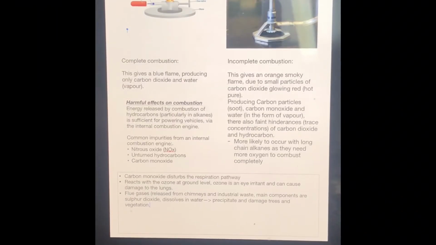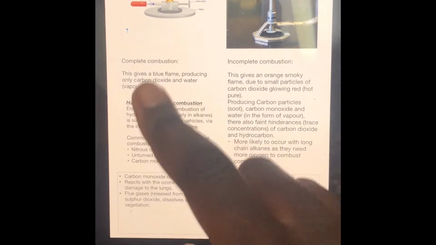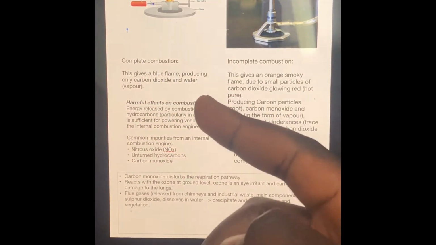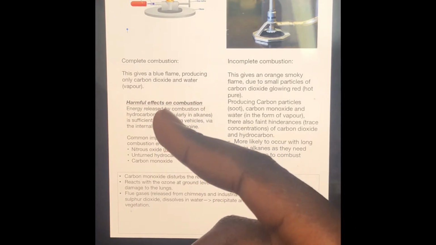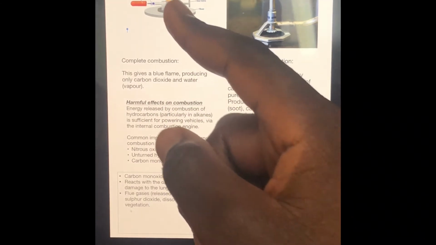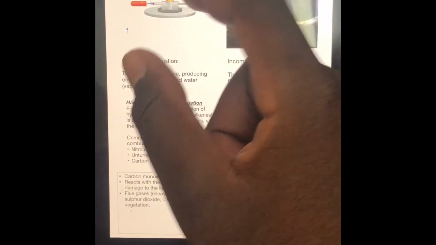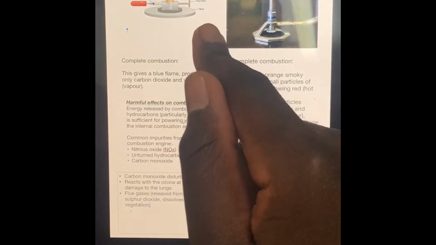So combustion is pretty much burning. When burning hydrocarbons, there's complete and incomplete combustion. Complete combustion gives a blue flame, producing only carbon dioxide and water. Usually when you see this, when you turn the Bunsen burner, it should have a full circle in it. That means you're letting in the maximum amount of oxygen.